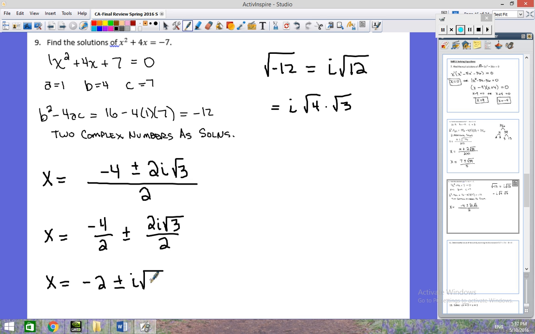I like to put the i in front of the radical so that nobody thinks I'm taking the square root of 3i, which would be incredibly challenging for us to do. It's difficult to take the square root of i, not without knowing trigonometry and some other tricks. Like I say, it's beyond the scope of this course. So there's our two solutions, one with addition and one with subtraction. And they were complex numbers, imaginary numbers, like we expected. We knew when that discriminant was negative that we were going to have i in our final answer.